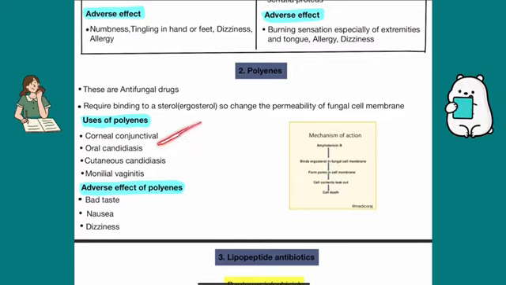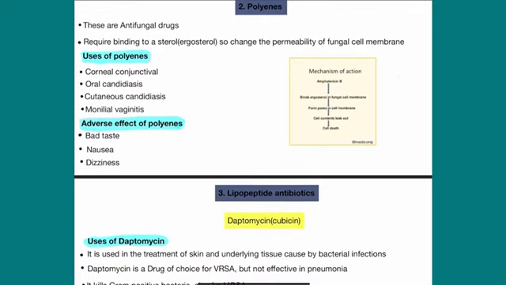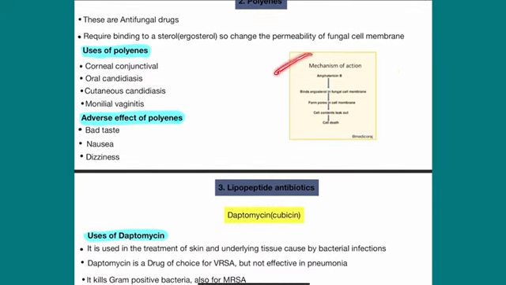What is the mechanism of action of the polyenes? I discussed many polyenes, like amphotericin B, nystatin, hamycin and natamycin. All have the same mechanism of action. They bind with ergosterol in the fungal cell membrane, then form pores in the cell membrane. This causes the cell contents to leak out and cell death, so it causes the death of the fungus. This is the mechanism of action of all types of polyenes.